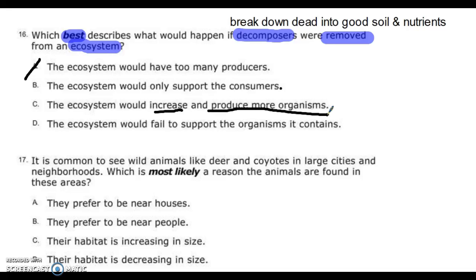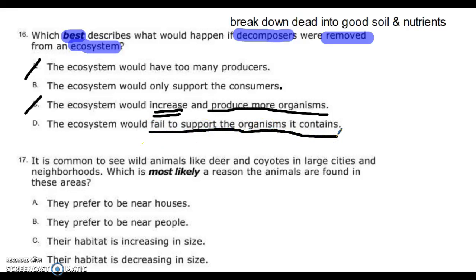If I don't have decomposers and decomposers aren't making good soil, then good soil wouldn't help plants to grow. And if plants don't grow, herbivores can't eat. If herbivores can't eat, carnivores can't eat. And the whole ecosystem gets thrown off. The ecosystem would definitely not increase. I don't like C. The ecosystem would fail to support the organisms it contains.